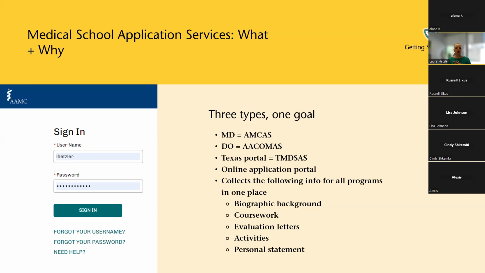But anyway, all of these application services are online portals designed to collect information that all programs want to know. This includes things like name, address, social security number, all that biographical background information. It includes what classes you've taken, the letters of evaluation, information about your resume and how you've stayed busy, and your personal statement. This is what we call the primary application, so it's sort of the first step in the process.